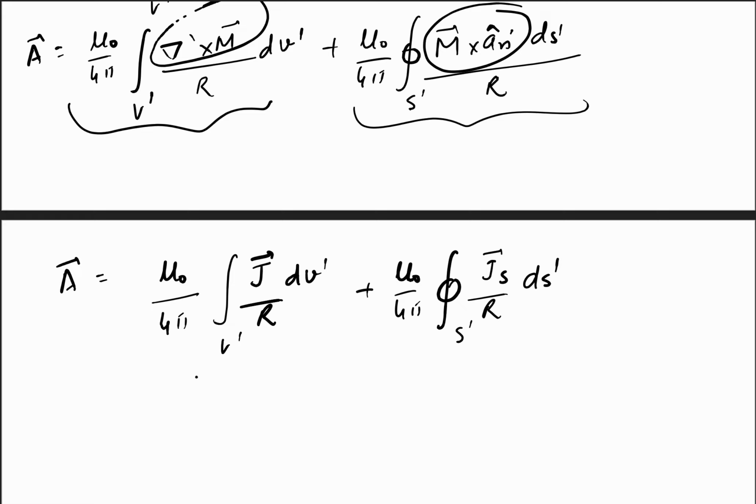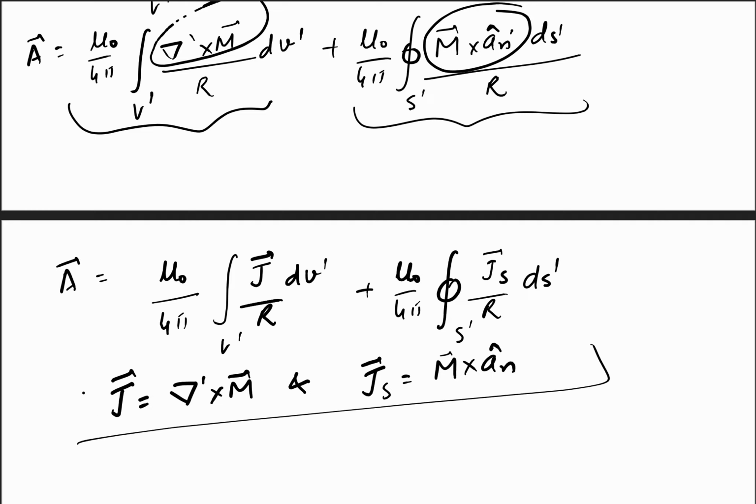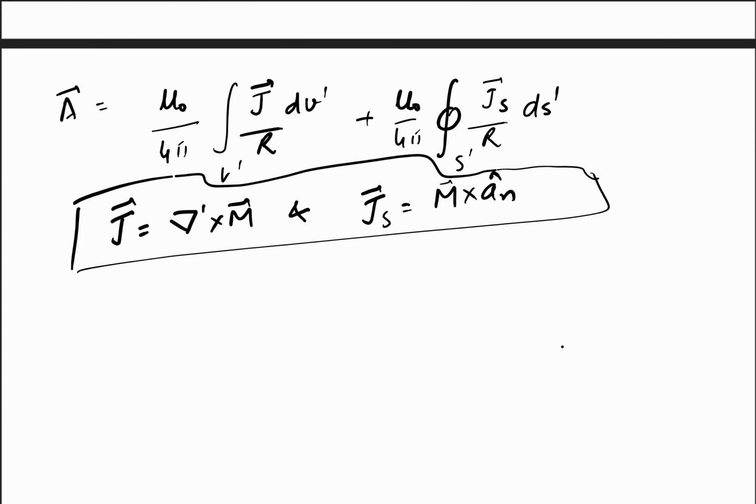Now it implies that a magnetized item can be replaced by an equivalent current density, where there is volume current density equal to del dash cross M and surface current density equal to M cross an. So this is the mathematical derivation. Now we should know how to have a physical intuition, or the physical meaning, of this.